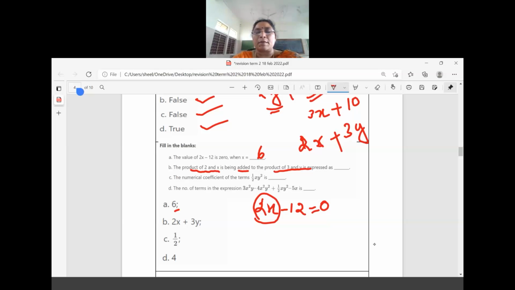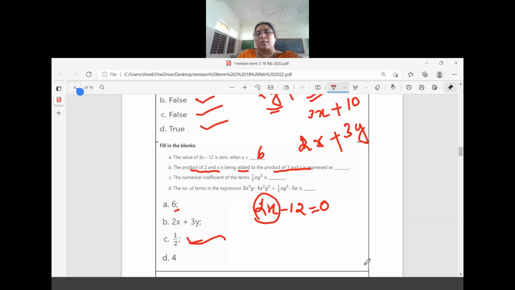One more example I am giving: half into x y square. Which is the number there? Half. So the numerical coefficient is half only. So maybe the new term for you is coefficient. So other than the variable, what is the number present there that we should write? So it is half only.